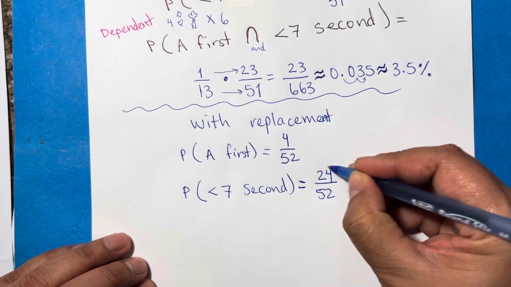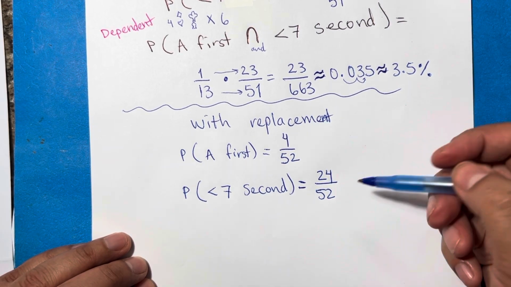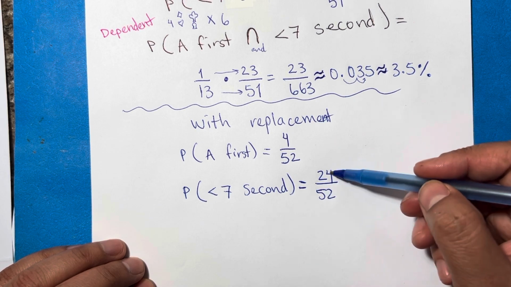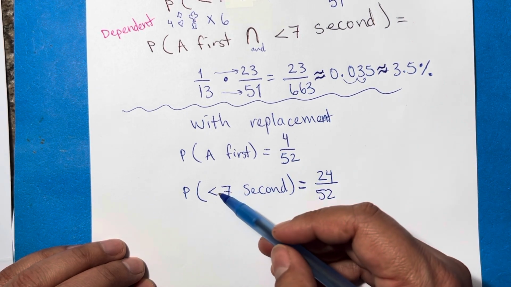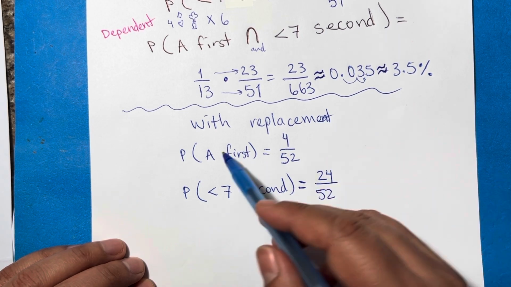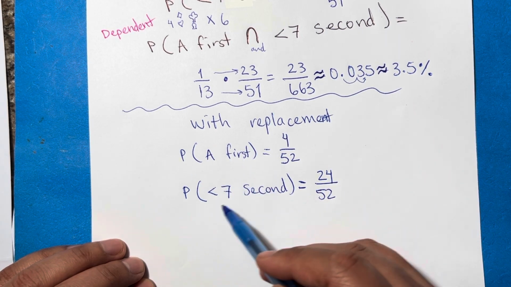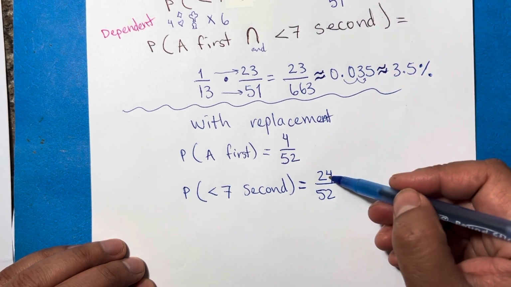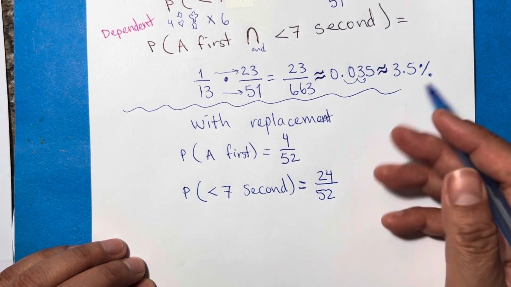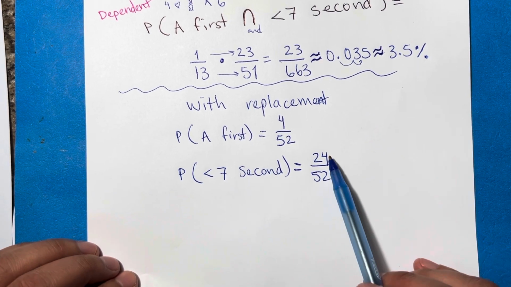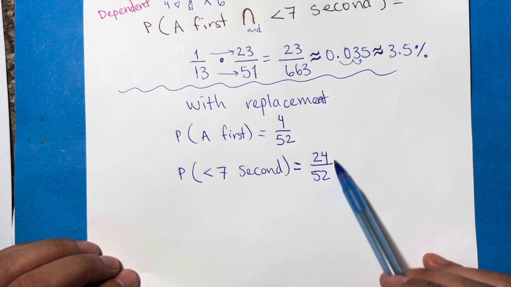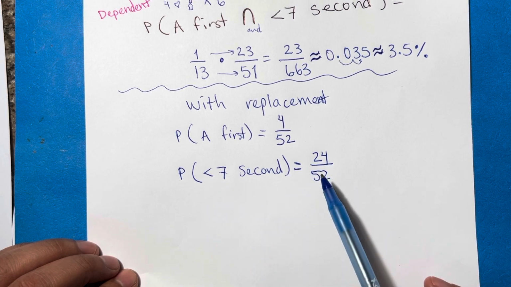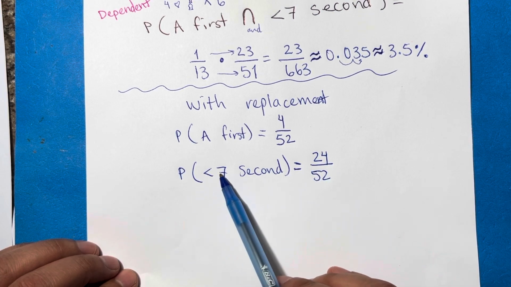You don't need to change this one or this one. Sometimes in probability you need to change only this one, but not this one, because it doesn't affect. If I said a number greater than 7, it wouldn't affect because this is less than 7, not greater. So it would affect this one because you don't replace it up there, but it doesn't affect the top. So by replacing it, by putting it back, it goes back to the original probability of getting 24 out of 52 are less than 7.